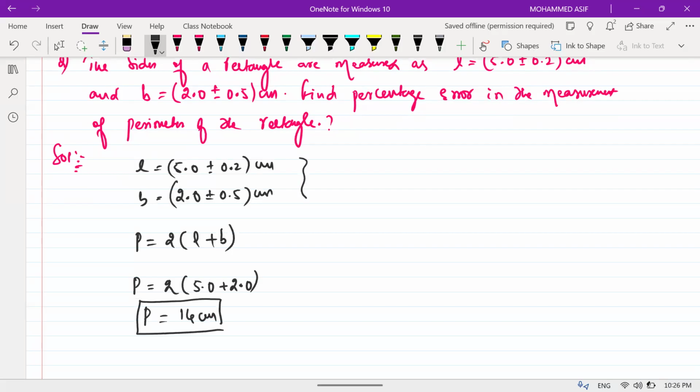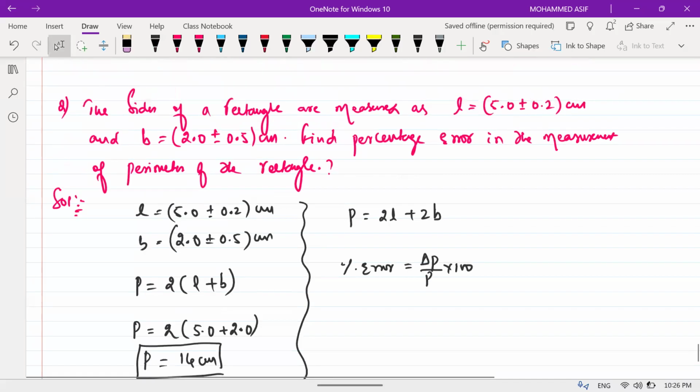If I am writing the error in this one right now, P is equal to 2 times length plus 2 times your breadth. So if I'm writing the error in this one, differentiate on both the sides. So percentage error will be equal to delta P divided by P into 100. Isn't it? Percentage error. How do you calculate the delta P, anyone? Delta P will be equal to how much, beta? Delta P is equal to how much? Anyone?